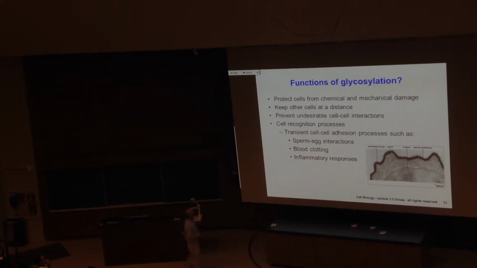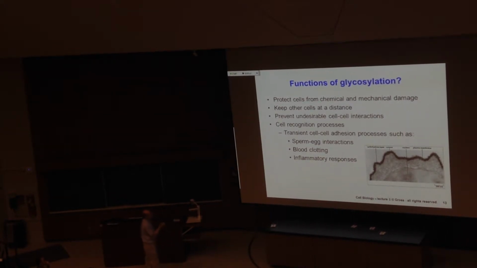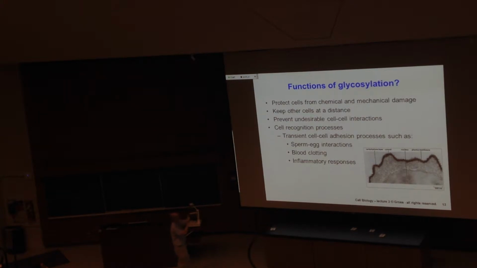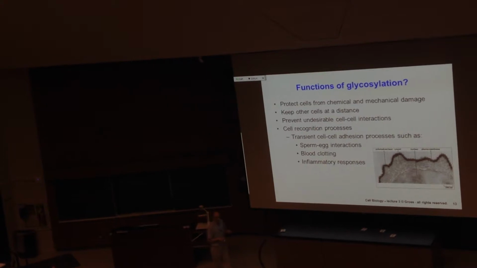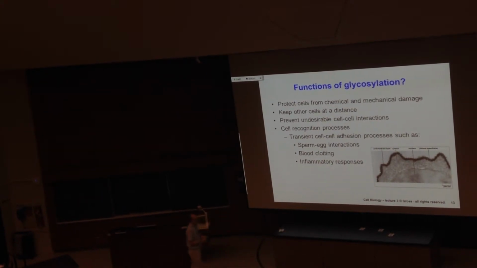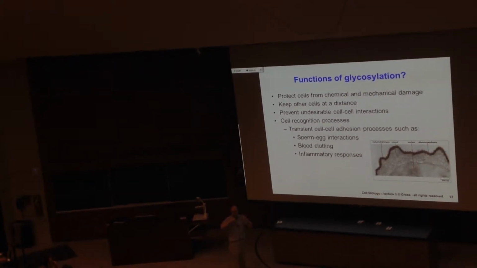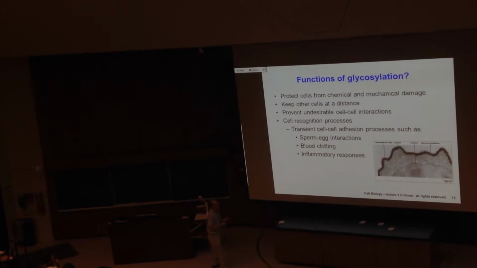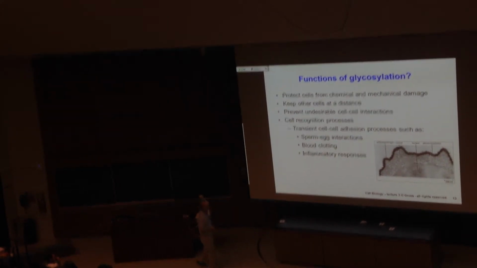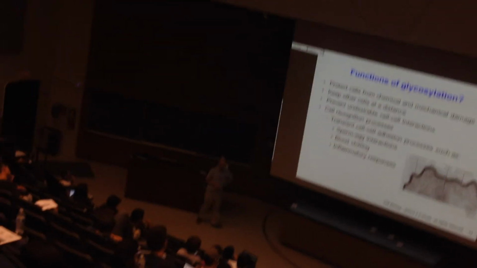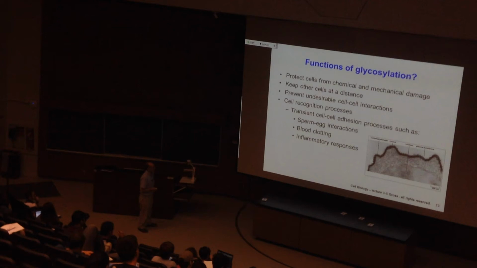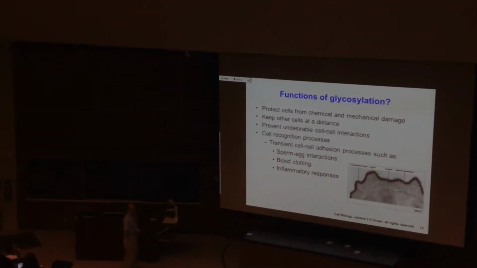Okay, so what does glycosylation do? Well, I told you it can protect the cell from chemical and mechanical damage. It can keep other cells at a distance and can control cell-cell interaction. And it can prevent undesirable cell-cell interaction. So for instance, if a bacterial cell wants to get inside, various forms of glycosylation can help make it hard for the bacterial cell to bind or to get inside. And it can also contribute to things like blood clotting and inflammatory responses. So we're going to be talking about blood and blood clotting and such in our next little bit.